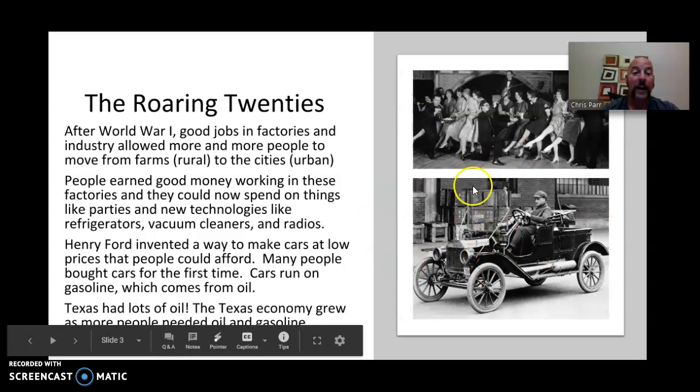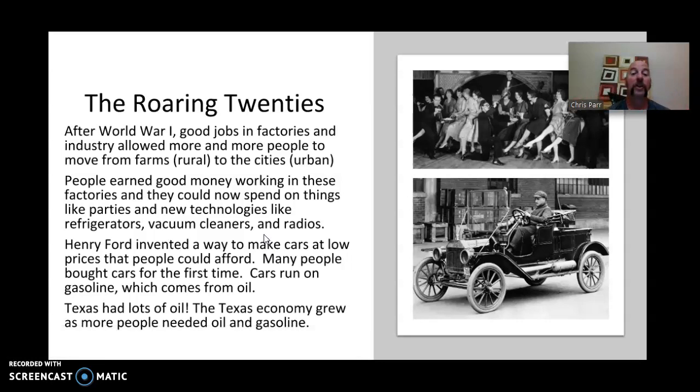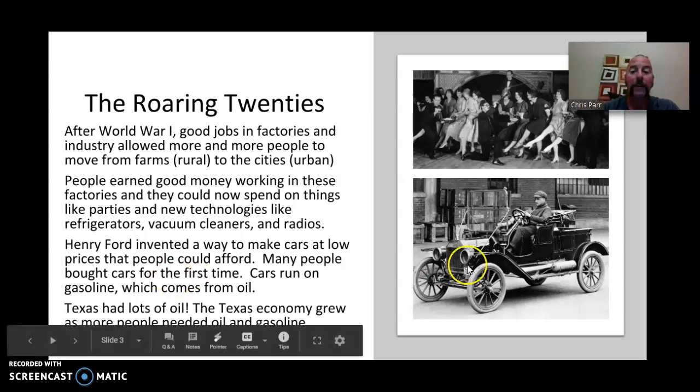And speaking of the cars, Henry Ford developed a way to make cars cheaply and fast. And it was the assembly line. You'll learn more about that in the reading as well. But it made these cars cheap, and many people bought these cars. Cars run on gasoline. Gasoline comes from oil.